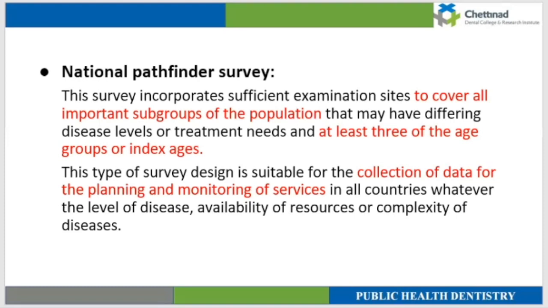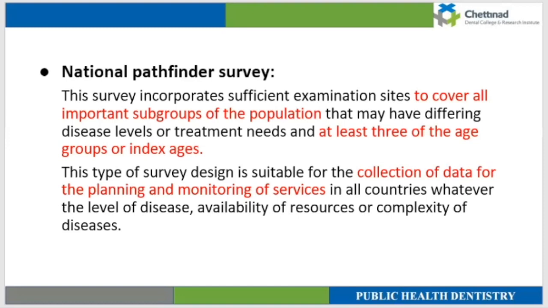The Pathfinder survey is a practical, economic survey sampling methodology. Here a stratified cluster sampling technique is used. It includes the most important subgroups of the population. In the Pathfinder survey, we can use index age groups, and it will be a minimum expense. There are 2 types, the pilot survey and the national survey. The pilot survey includes 1 to 2 index age groups and provides a minimum amount of data. The national survey covers all important subgroups, and a minimum of 3 index ages can be used in the national Pathfinder survey.